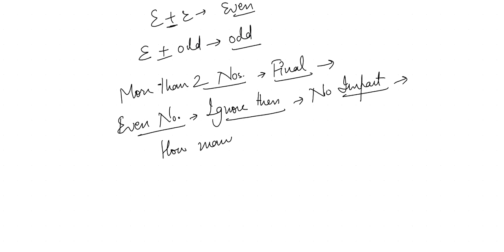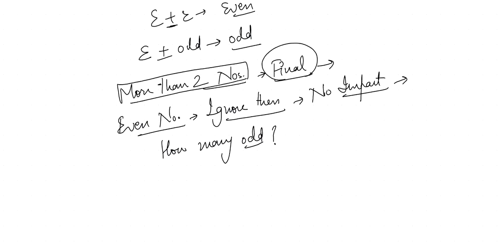Can you repeat this part again? If we have more than two numbers getting added or subtracted, what would be the final outcome? That's what we are trying to see.